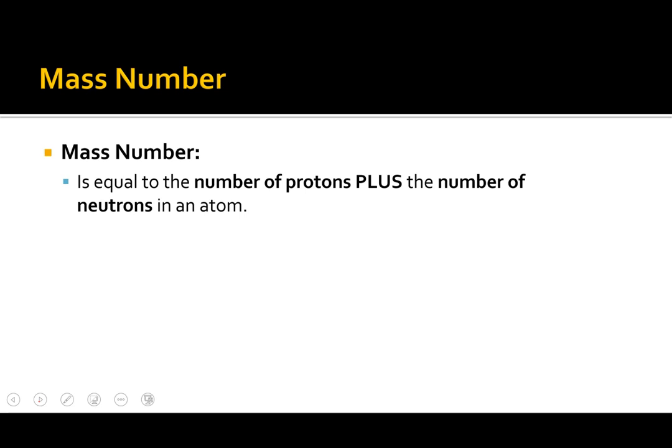Now, mass number is simply a matter of counting up all the particles that have mass that counts. And as I mentioned here a minute ago, that's the protons and the neutrons. So for mass number, we're looking at counting up the number of protons plus the number of neutrons and just adding those together. Protons plus neutrons, period.